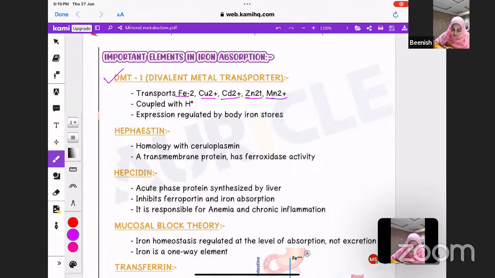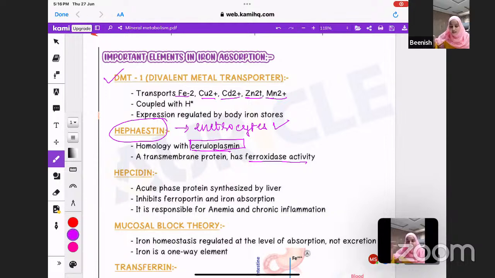Now talking about hephaestin, it is homologous with ceruloplasmin, a transmembrane protein, and it has peroxidase activity. Your hephaestin is present in enterocytes, and analogous to it is your ceruloplasmin. So your other cells apart from enterocytes are using ceruloplasmin, which is a copper containing enzyme. We already discussed them when we were talking about copper. Both of them have similar activity, that is they convert Fe2+ into Fe3+. The difference is that hephaestin is present in enterocytes, whereas the other cells use ceruloplasmin.